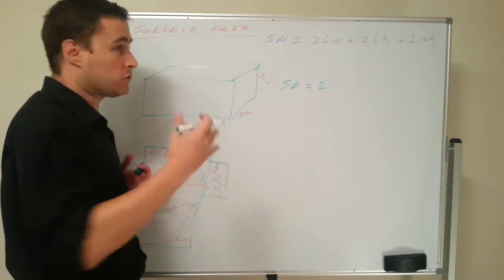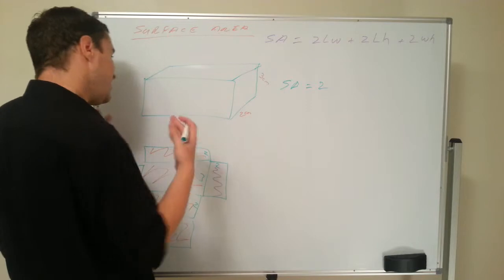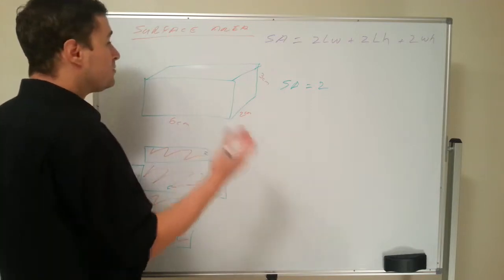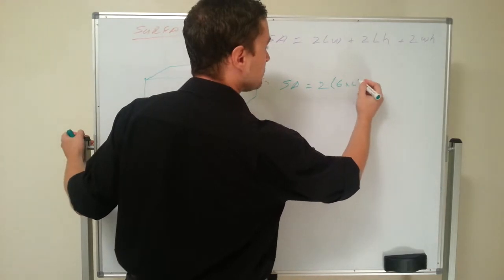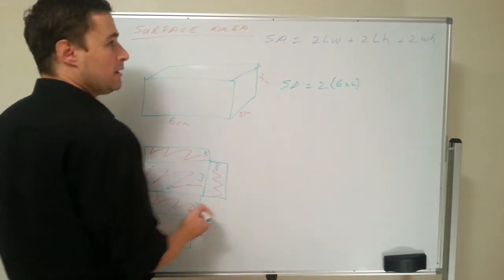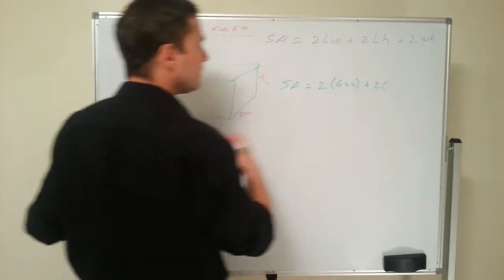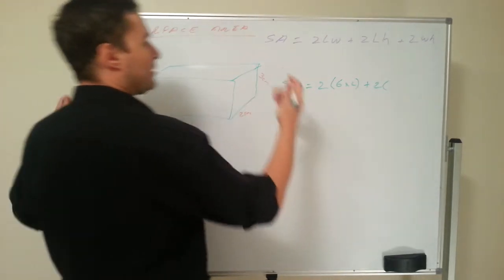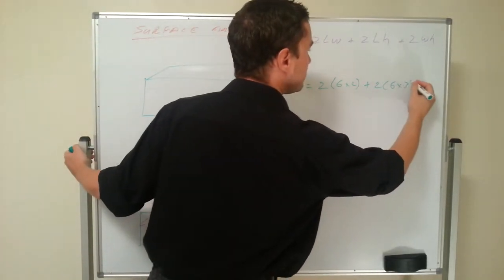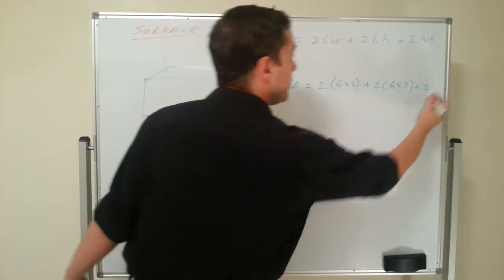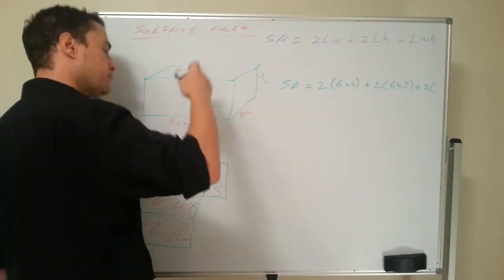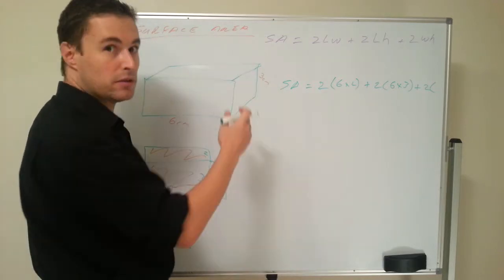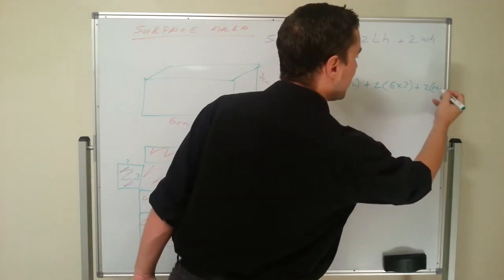I've done 2 fronts, 2 tops, 2 sides on the notes, but I'm not going to worry about that. Let's do 2 of 6 by 2. There's one of the dimensions. Plus another 2 of, let's combine 2 other dimensions. Let's do 6 by 3. Plus another 2, and we're going to combine 2 other dimensions. Well, I've done the 6 with the 2, I've done the 6 with the 3, so let's do the 2 with the 3. 2 by 3.